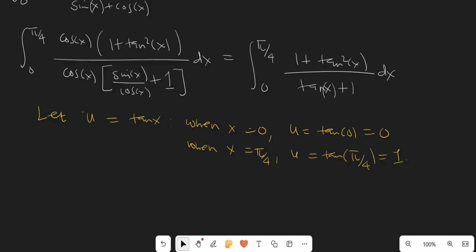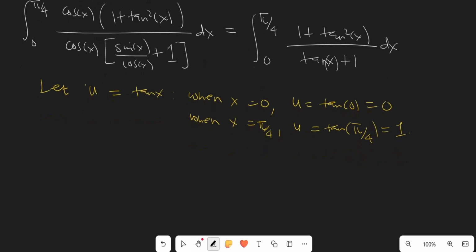What about dx? If u is equal to tan of x, then x is going to be tan inverse of u, like this. So dx/du is going to be 1 over 1 plus u squared. That implies that dx is going to be 1 over 1 plus u squared du.